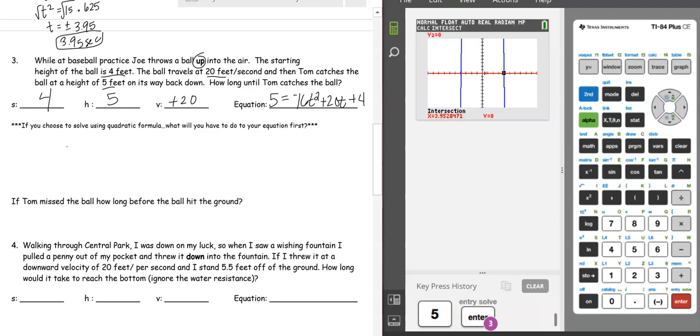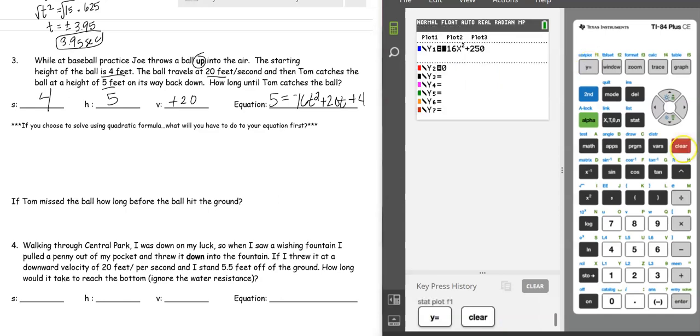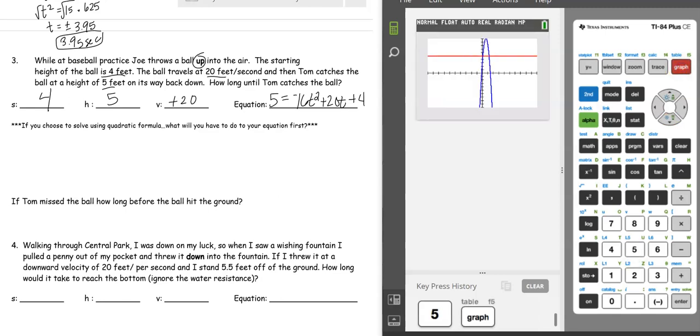Okay, what we're going to do is we are just going to graph this. We're not going to use the quadratic formula. So go ahead, go back to y equals. In y1, we're going to do negative 16t squared plus 20t plus 4. But this time our ending height is not 0, it is actually 5. So let's see what this does. Go ahead and hit graph. So notice it passes twice.